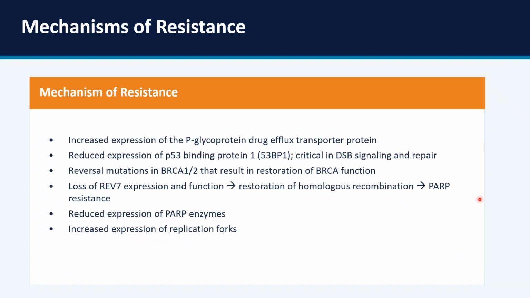Last but not the least, mechanisms of resistance. There is increased expression of the P-glycoprotein drug efflux transporter protein, reduced expression of P53 binding protein 1, that is critical in double strand break signaling and repair, reversion mutations in BRCA1 and 2, loss of RAD51 expression and function, reduced expression of PARP enzymes, and increased expression of replication forks.